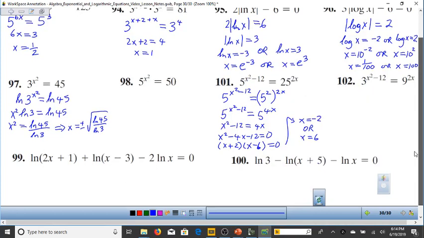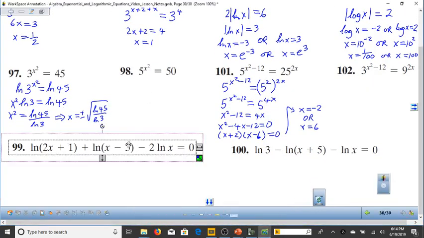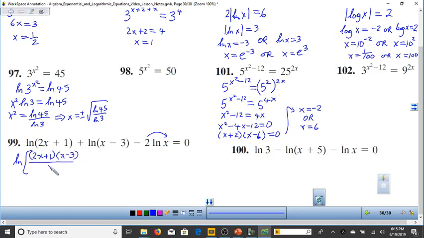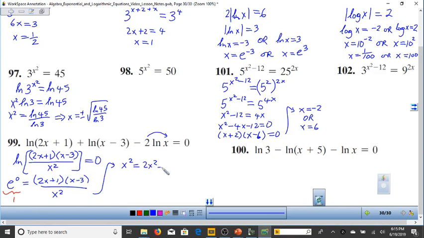Number 99. Since all of these have the same base, ln, we can combine them with the condition that we move the 2 to the exponent of x. So we have ln of 2x plus 1 in the numerator times x minus 3 in the numerator again over x squared in the denominator, and that's equal to 0, which means e to the 0 is equal to 2x plus 1 times x minus 3 over x squared. Solving this, this is actually 1, so you can cross multiply both sides. So you get x squared equal to 2x squared minus 3x plus x, that's minus 2x minus 3.